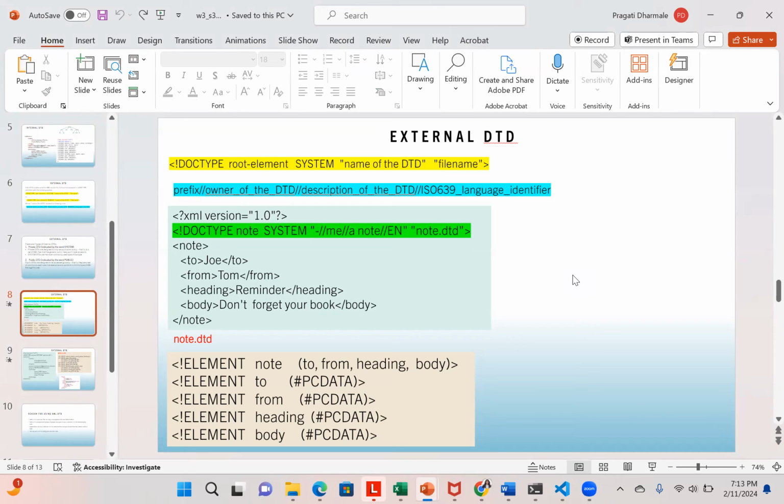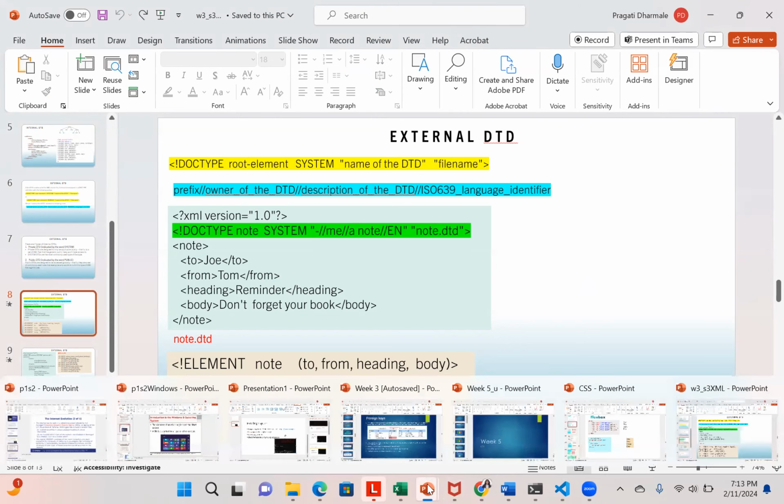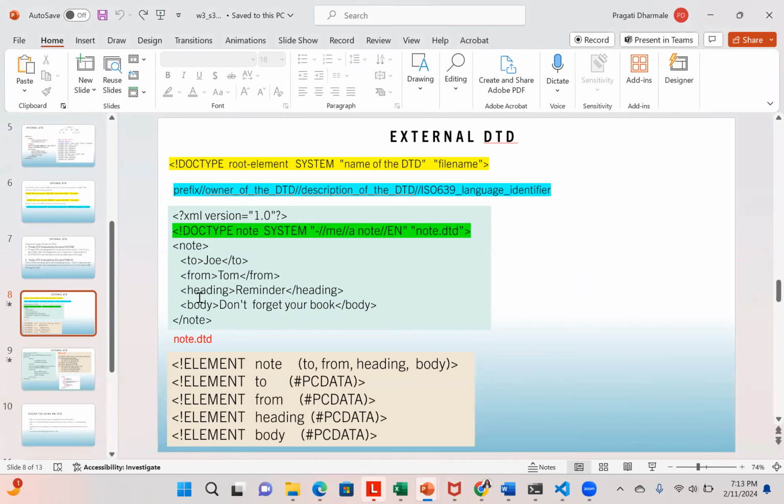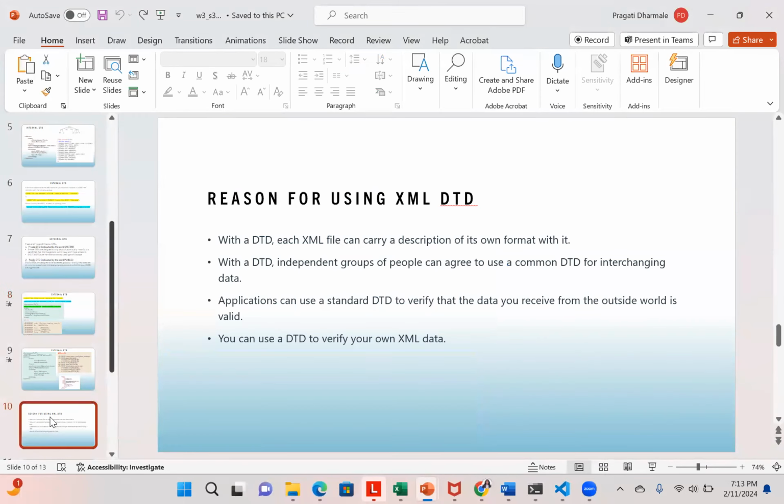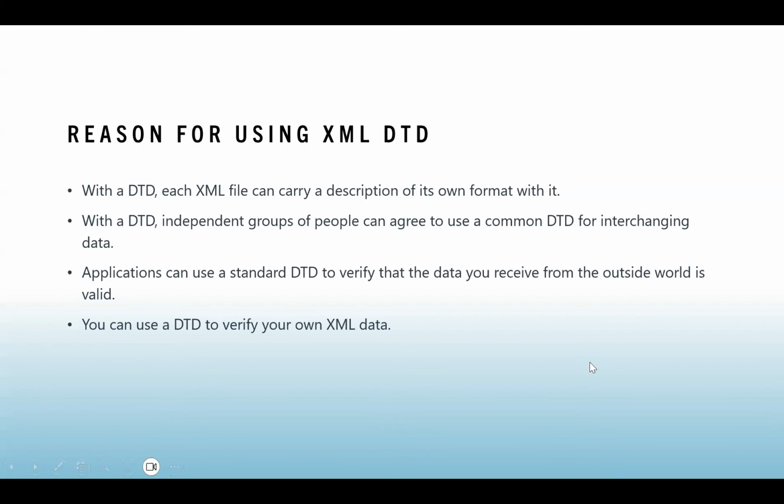Now, why do we use DTD? We use DTD or XML DTD for many reasons. First, it structures your document as you have seen earlier as well. And with DTD, each XML file can carry a description of its own format with it. It helps the page to render your document because you specify what are the PC data, what are the C data, etc. With the DTD, independent groups of people can agree to use a common DTD for interchanging data.